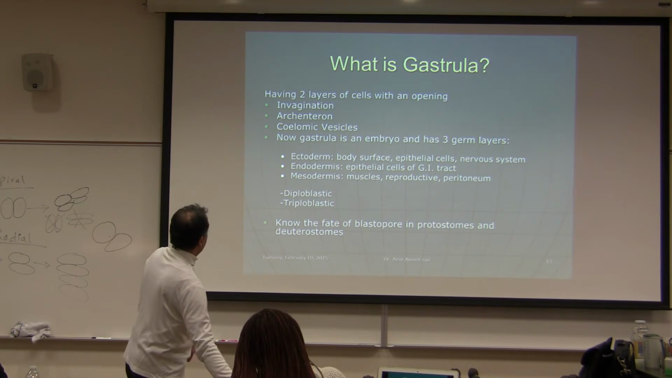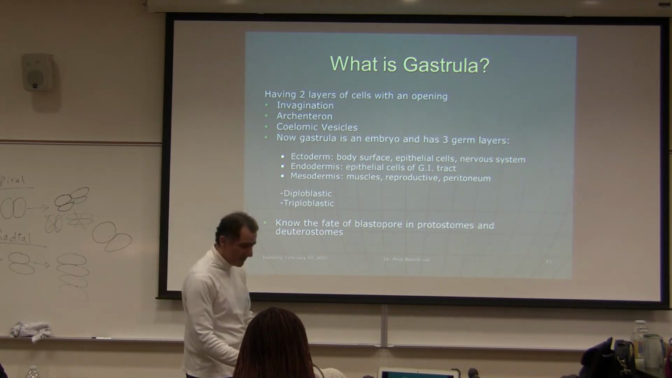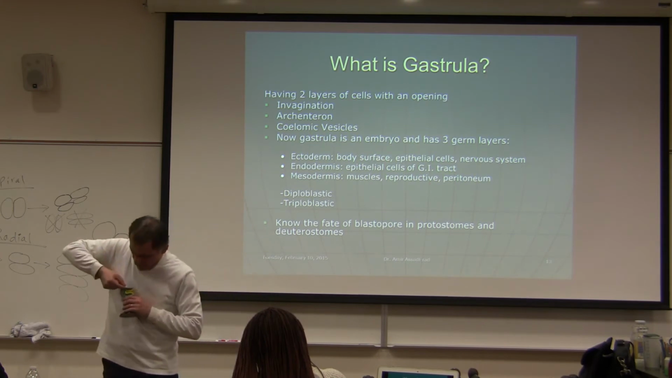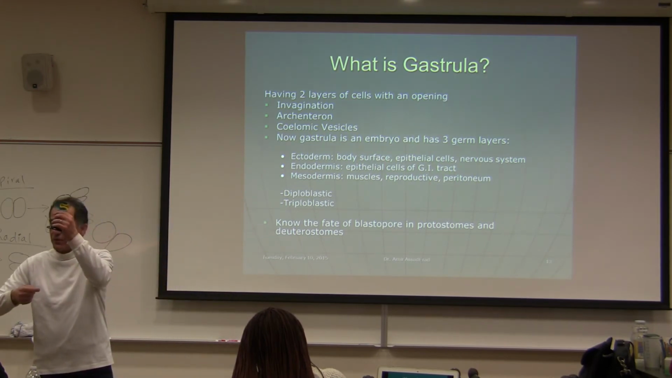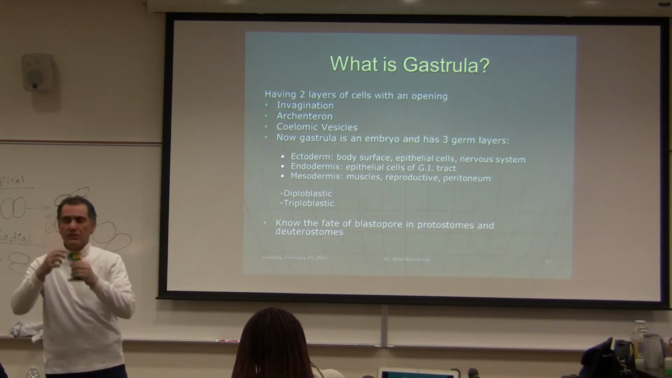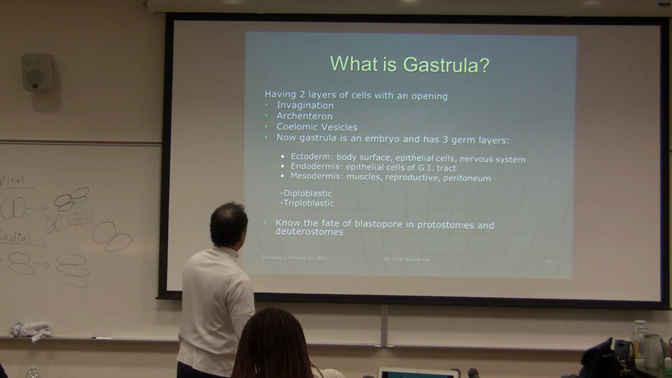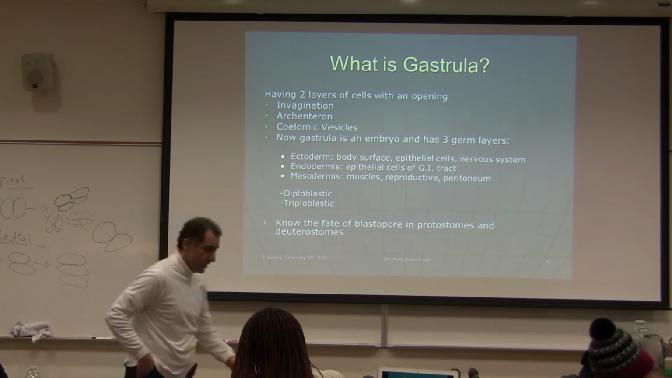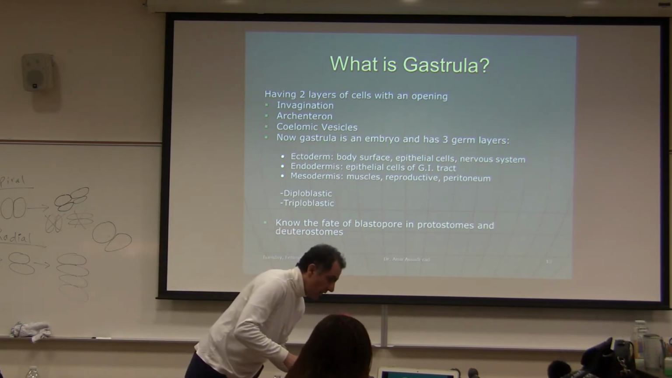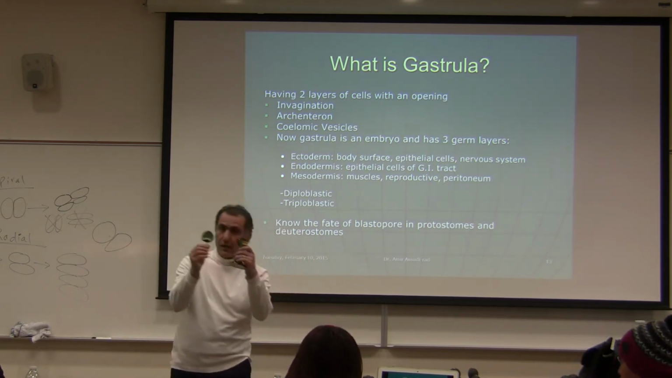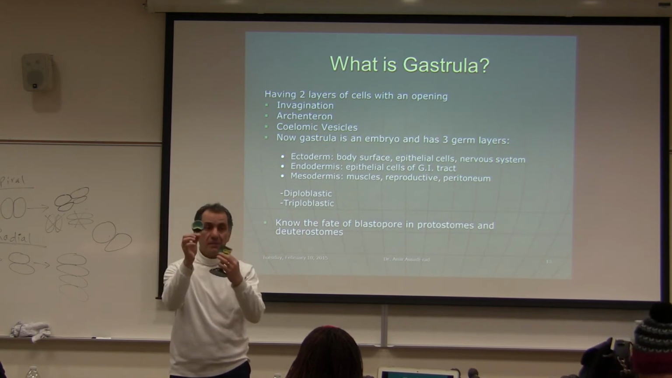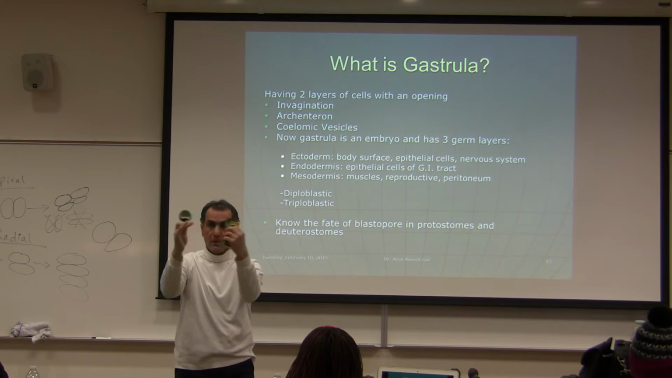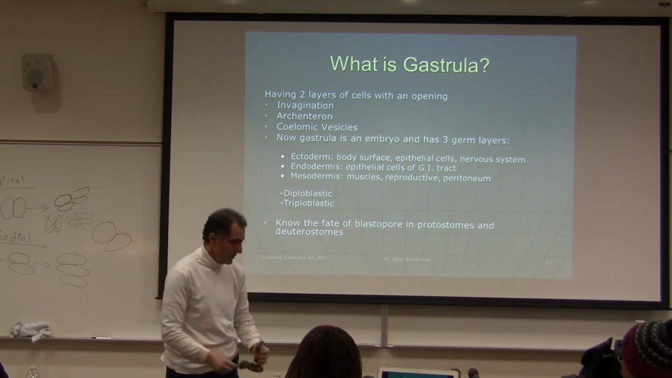Okay. And then coelomic vesicles, you have them, and I will show it to you later on. They are formed on the sides. You don't have it on these models. It's called coelomic pouch or coelomic vesicles. Now gastrula is an embryo and it has 3 germ layers. Of course, in these models, gastrula only has 2 germ layers, ectoderm and endoderm. You do not see mesoderm on these models.